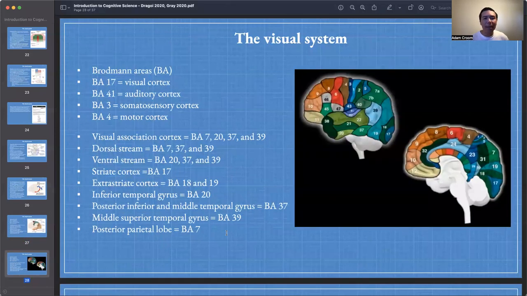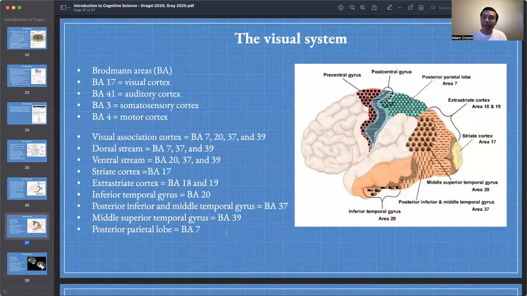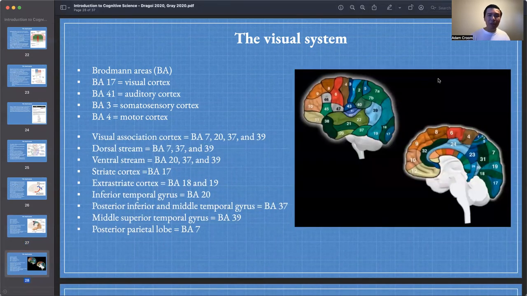You can use this to help you identify all the areas. And I just like to provide you with different images. This is nice because it provides some of the terminology, like posterior parietal lobe, whereas here you're just going to have more Brodmann areas identified for you. So go ahead and get familiarized with these images.